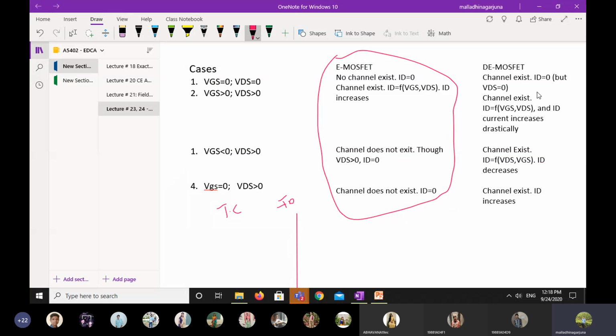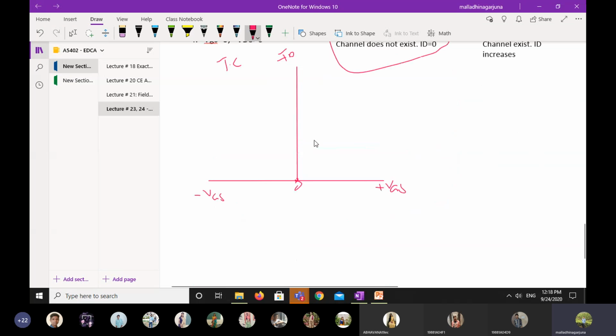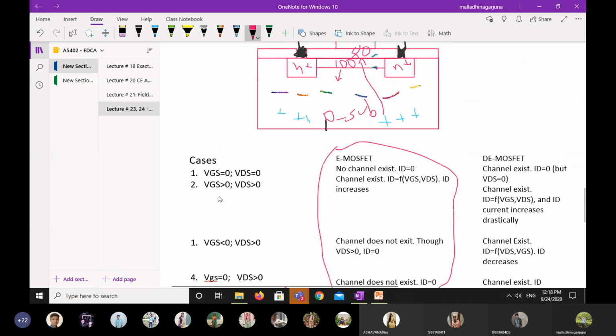Now coming to VGS greater than 0. VGS is greater than 0, so ID current drastically increases. VGS greater than 0 means positive. Next, VGS less than 0 means negative.